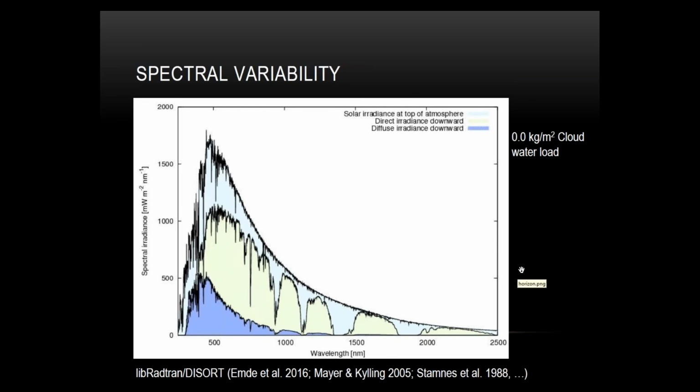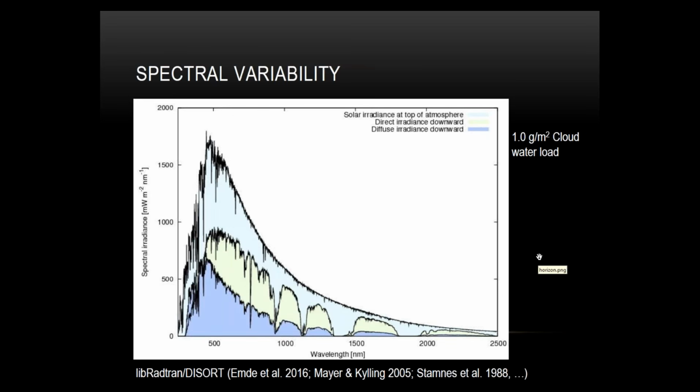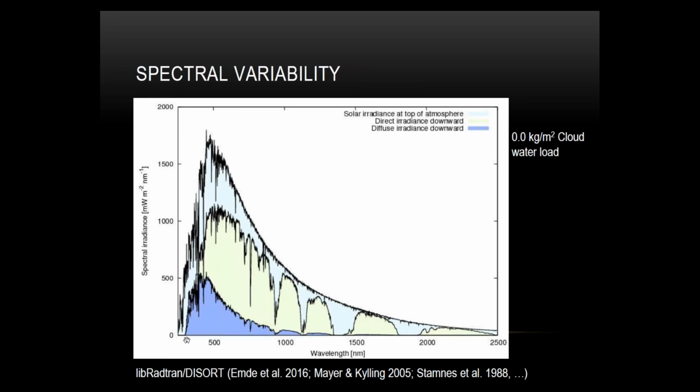So here I'm just showing how the spectrum changes for changing cloud water load. So you have the upper curve, which is the top of the atmosphere spectrum of the sun, and then you have a curve showing the blue sky spectrum of diffuse irradiance and the direct beam spectrum. You have some cuts down into this, which is the water vapor absorption band. Here you have the CO2 absorption band, and you have ozone absorption bands, and so forth. Helium as well, of course, in the solar atmosphere.